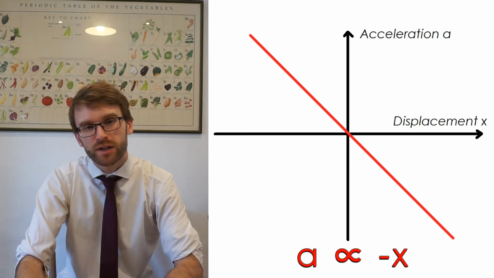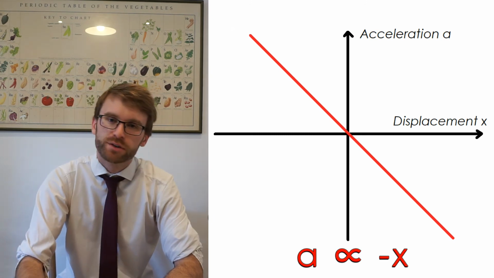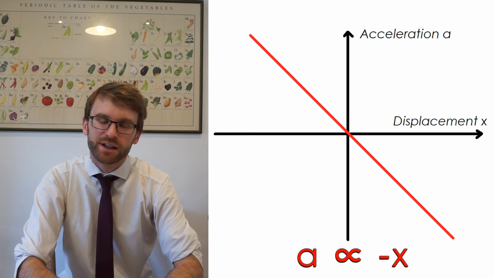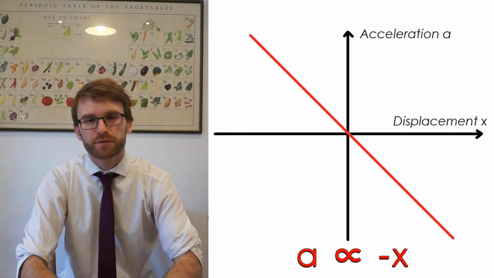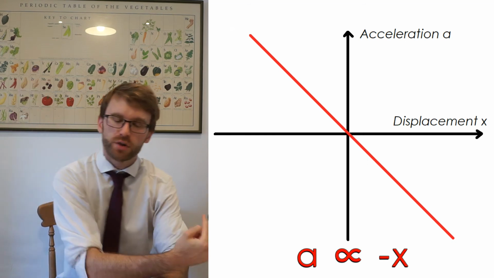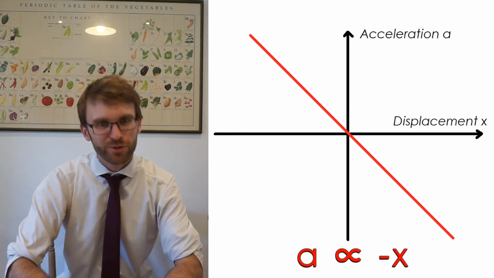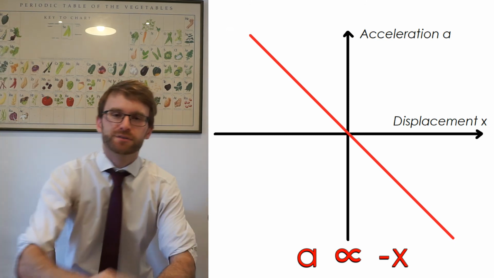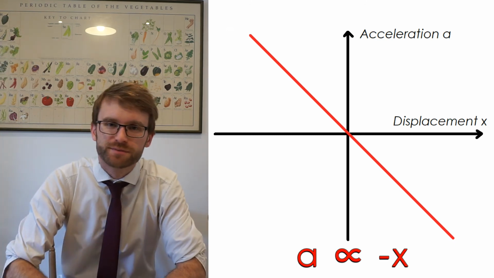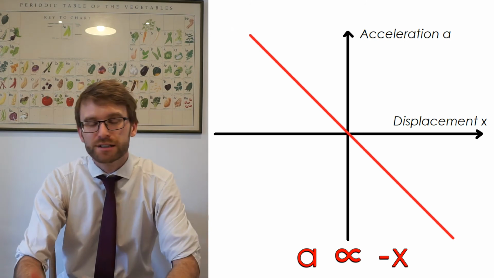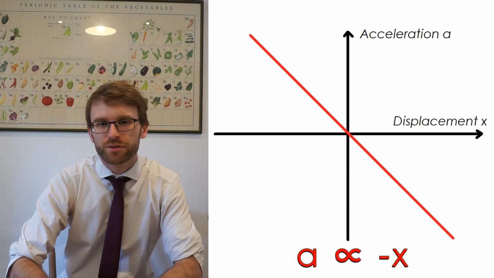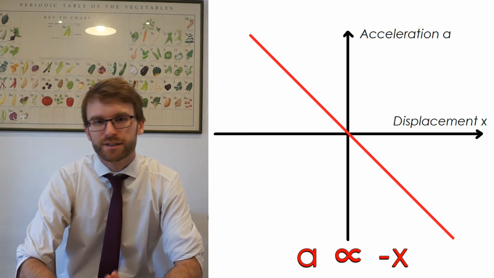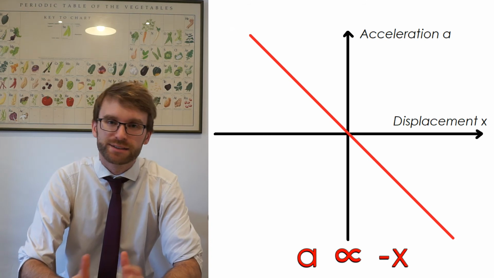So it's going to be a straight line, it's going to go through the origin, but it's going to have a negative gradient. And that means it goes across in the opposite direction to normal. It doesn't go up into the positive quadrant, it goes down into the negative quadrant as pictured. Remember, this graph is the easiest one to draw. It's just a straight line through the origin, but it has to have a negative gradient. The reason why is because the acceleration is proportional to minus displacement.